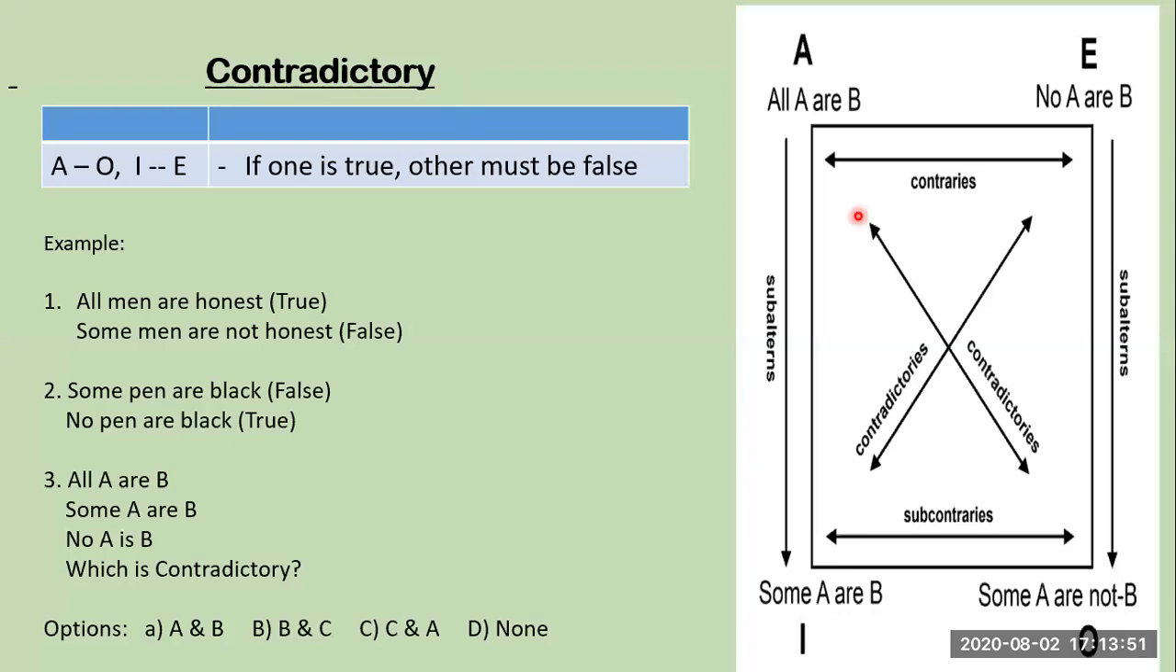That is, which is in the form of X. So A is opposite to O and E is opposite to I. So hope you have understood the meaning of contradictory. So now see the example.